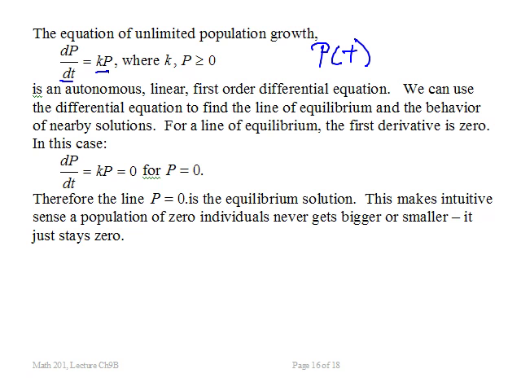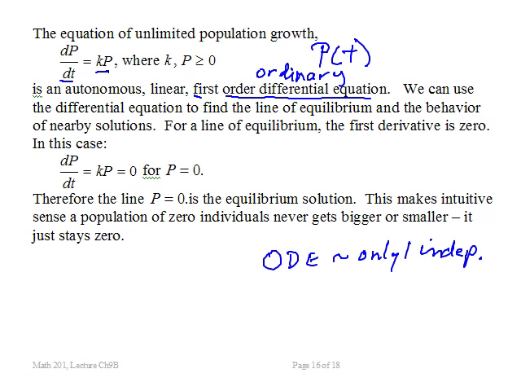Let's look at what kind of equation it is. First, there's only one independent variable, so it's an ordinary differential equation. Oh, there should have been the word ordinary in here too. I'll put it in. So it's an ordinary differential equation because there's only one independent variable. The highest derivative is the first derivative. That makes it first order.